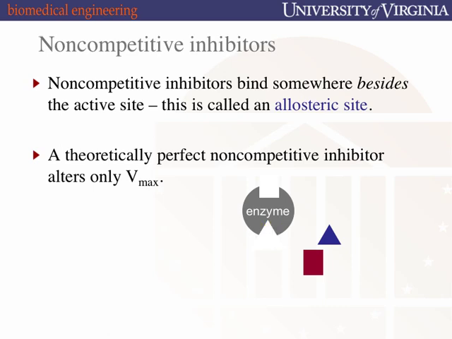How might it do that? What's one unifying theme in our protein conversations? Yes, it changes the structure, right? We induce a conformational change, which is going to disrupt that catalytic site or alter the catalytic site so it's less effective. So a theoretically perfect non-competitive inhibitor is only going to alter the Vmax. It actually won't affect Km.